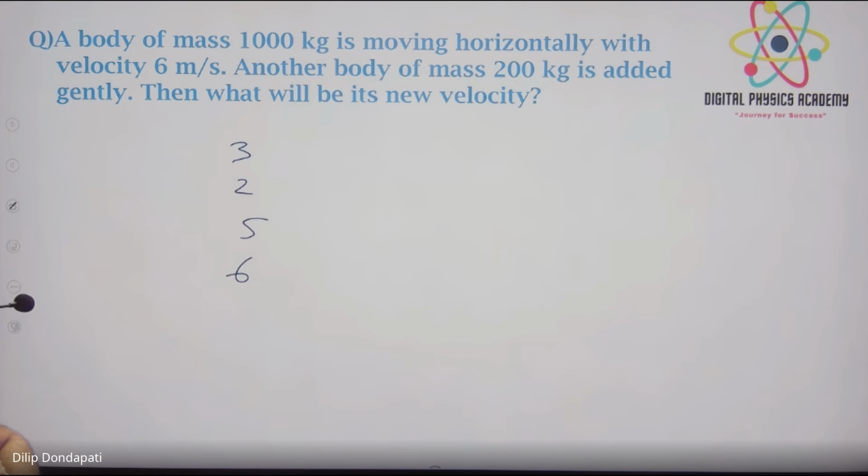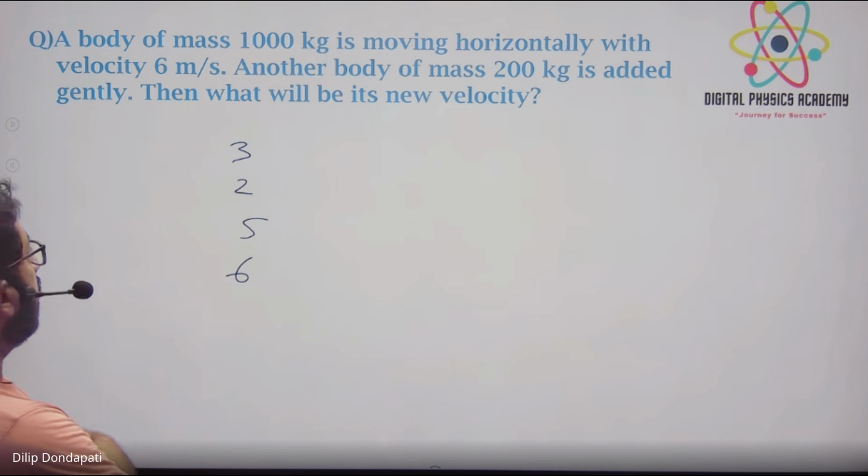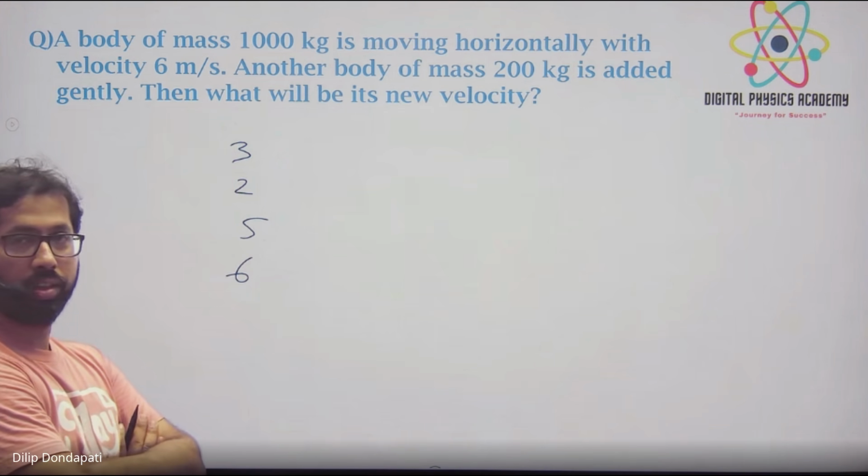So the body is moving initially, so there is an initial momentum. Another body is added. That means the final momentum will be 1200, mass into velocity, the new velocity. This is only in 2024.